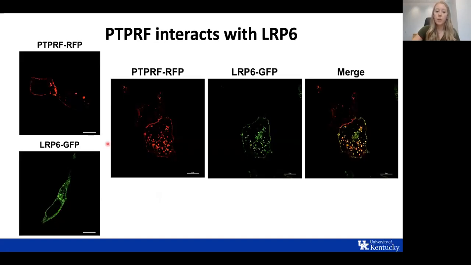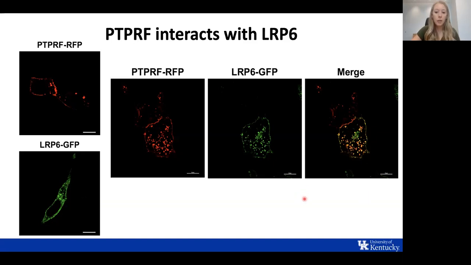So next, we were looking at PTPRF's interaction with LRP6 more specifically. These are single color expression controls of RFP tagged PTPRF and of GFP tagged LRP6. We see both are membrane bound as well as in some vesicles here. And when those are co-expressed together, we see that their interaction is at both the membrane as well as in intracellular vesicles.